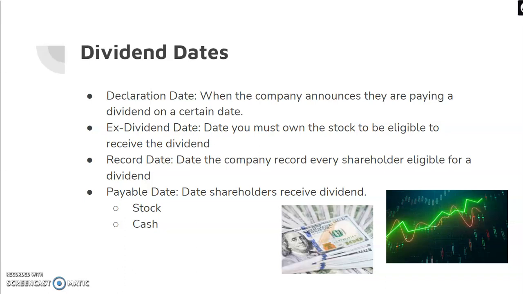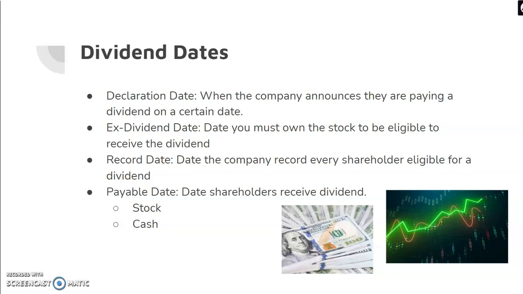The ex-dividend date is the date you must own the stock in order to be eligible to receive the dividend. So the ex-dividend date for Coca-Cola might be March 15th. So you have to own the stock on or before March 15th in order to be eligible for the dividend.